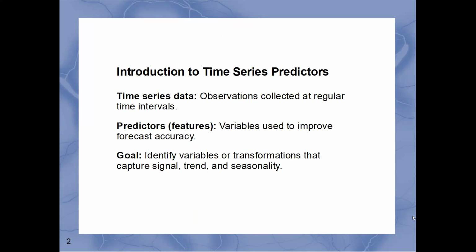We want to use the time series as predictors for some variable. So the time series data are observations collected at regular time intervals, and predictors or features are variables used to improve the forecast accuracy. And the goal is to identify variables or transformations that capture signals, trends, and seasonality.